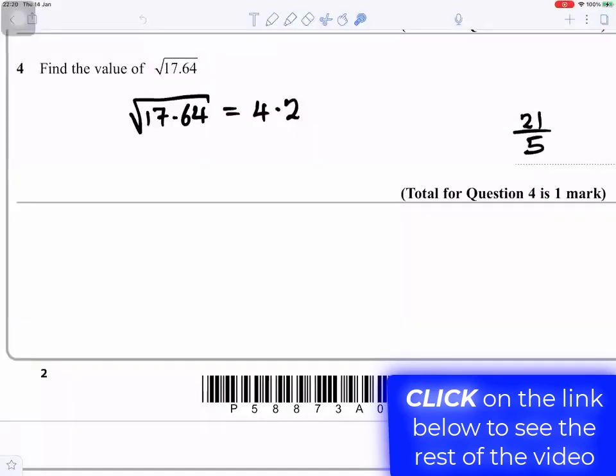Question number 4. Find the value of the square root of 17.64. That would give you 4.2, which is the same as 21 divided by 5. You put that in your calculator, you get 4.2.